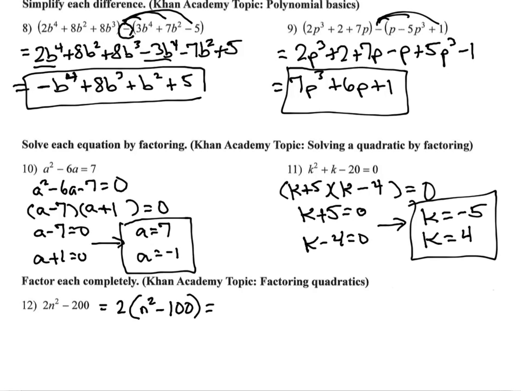Then we're left with what's called a difference of perfect squares. Difference, minus; perfect square, n squared. Perfect square is 100. So the square root of n squared is n and n. It's always a plus something and a minus something. And the square root of 100 is 10 and 10. And that's as factored as we can get.